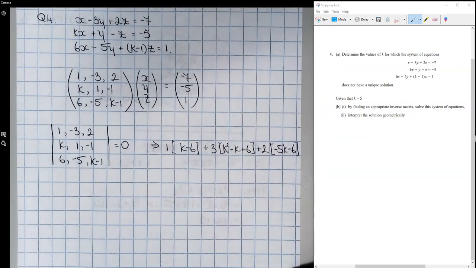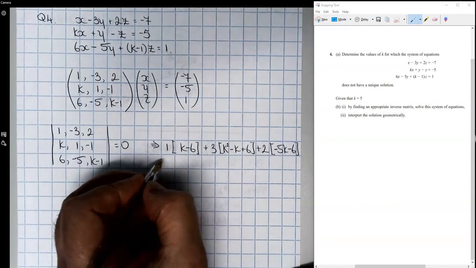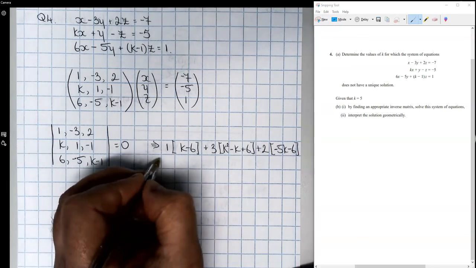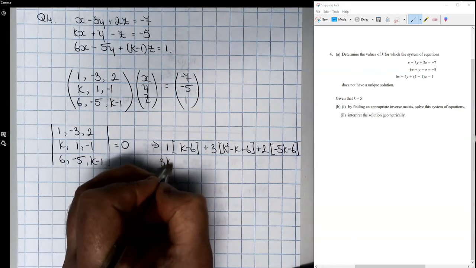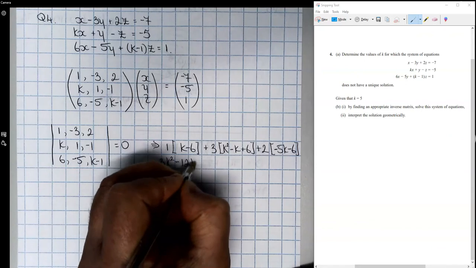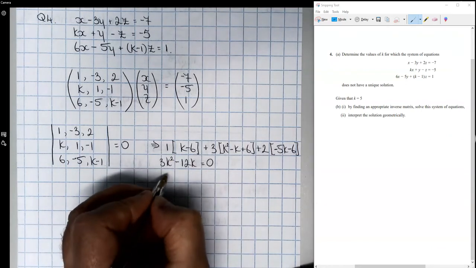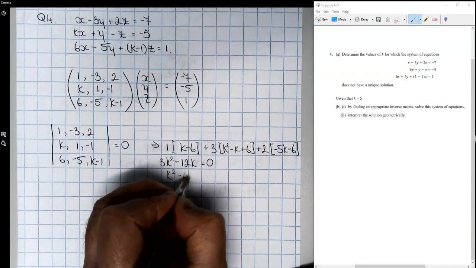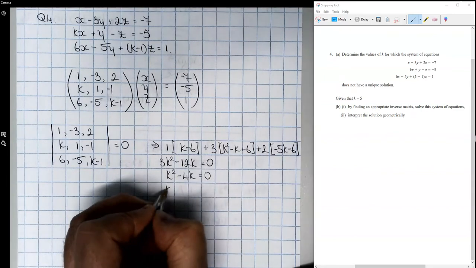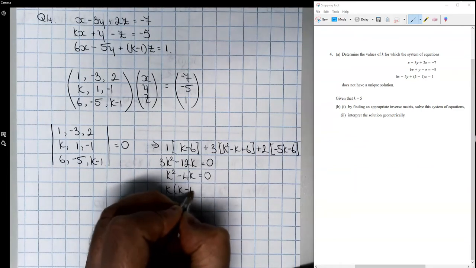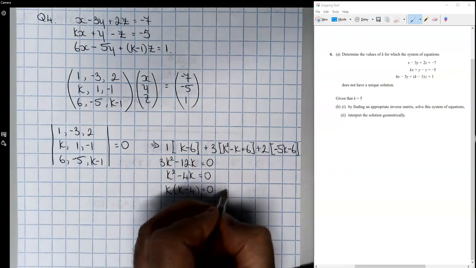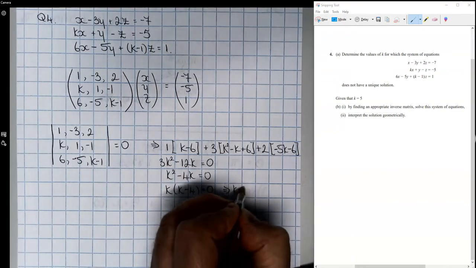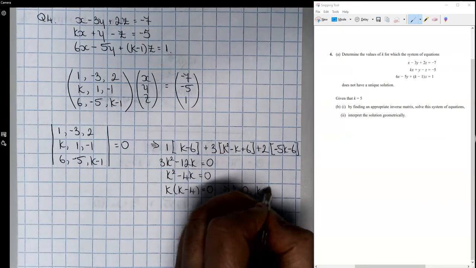Okay, if we tidy that up a little bit, we want that to equal 0, so we get 3K squared minus 12K equals 0. So that implies K equals 0 or K equals 4.